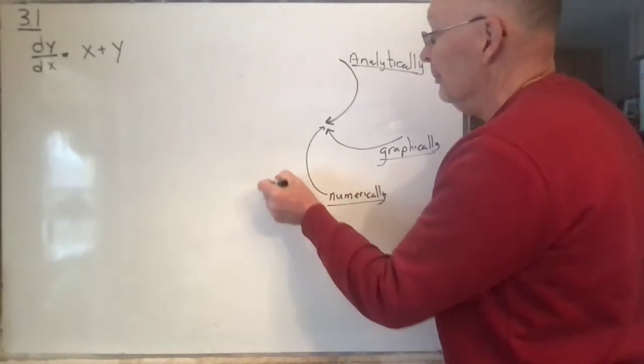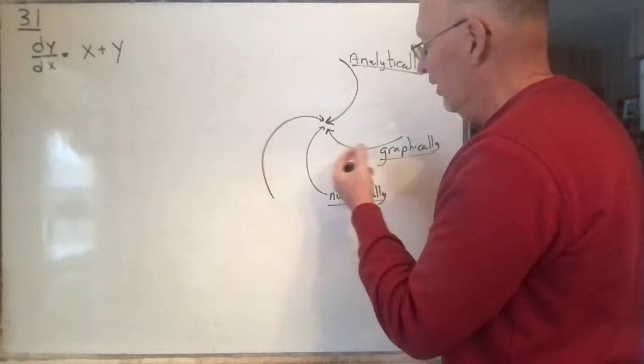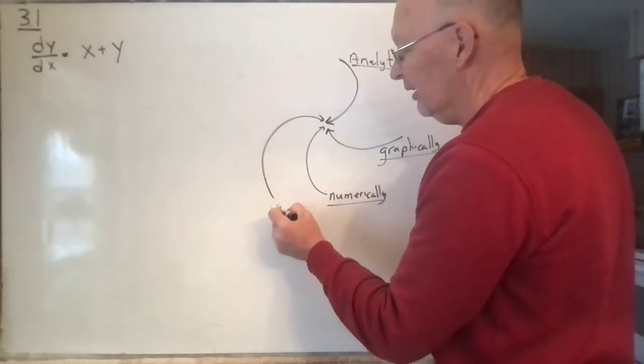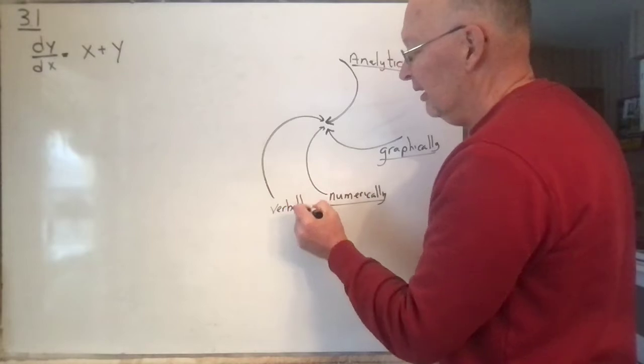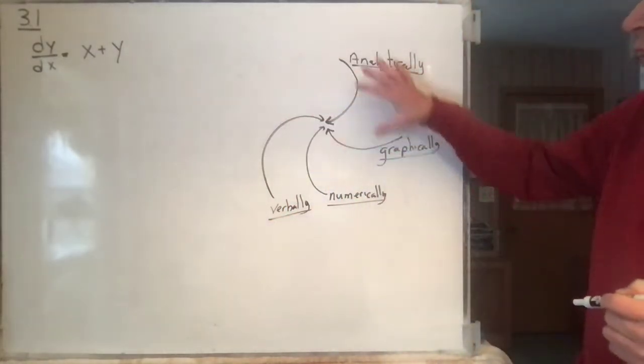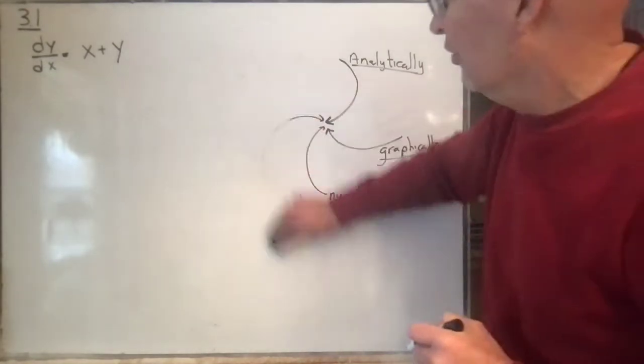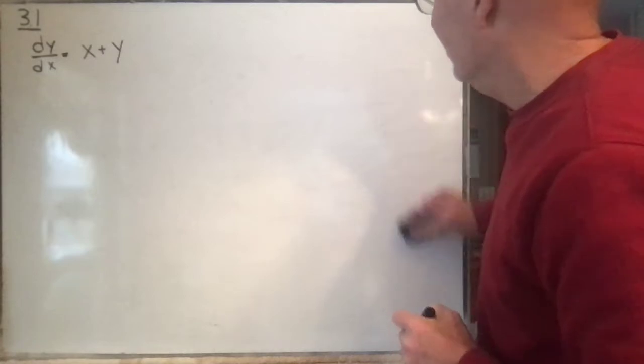Finally, the last way to either solve or to think about a problem is verbally, right? To try to put it in the English language and discuss it that way. So those are 4 different ways of getting and thinking about a solution. So we'll hit all of those in this chapter.